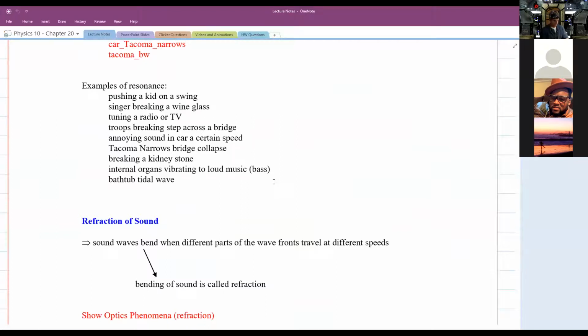Where's my... no, turn that off. What's happening here? I just lost my Bluetooth connection. Okay, there we go.